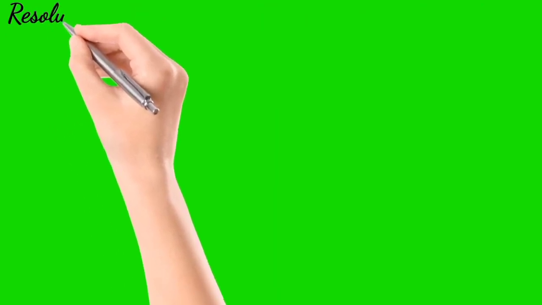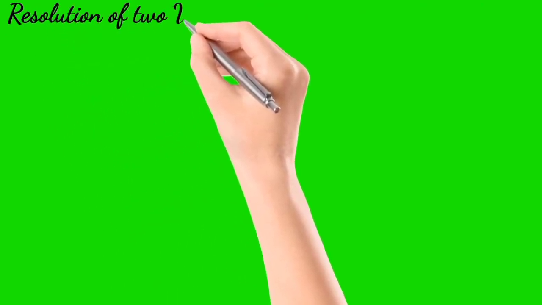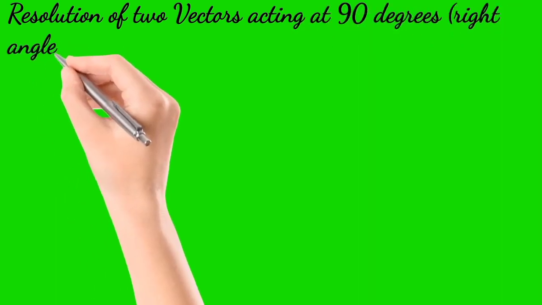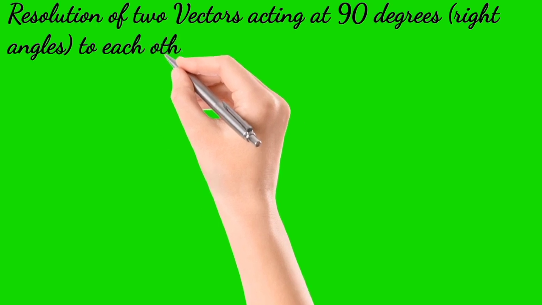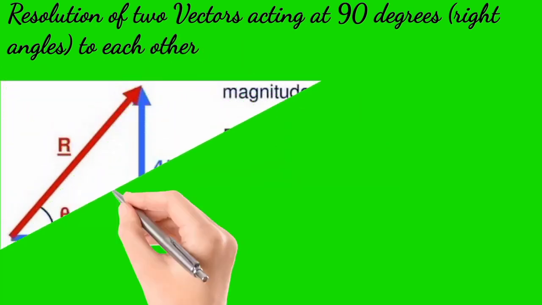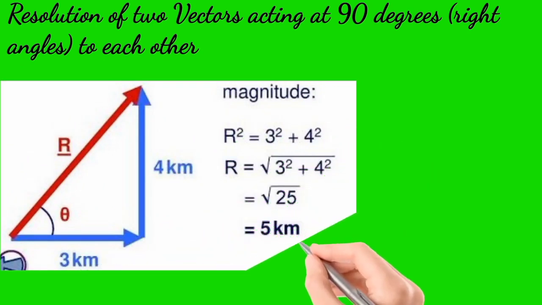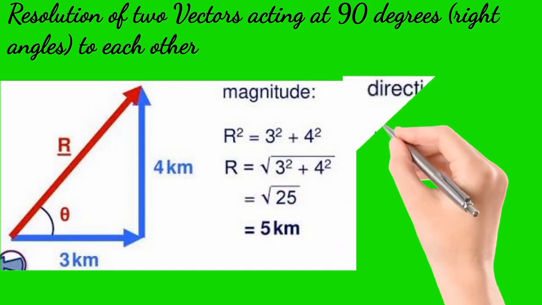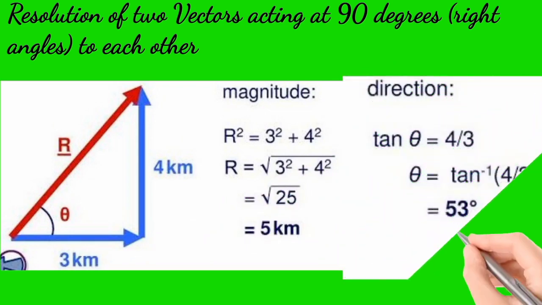So take notes. Resolution of two vectors acting at 90 degrees. By now you should become conversant with the Pythagoras theorem. When two vectors are perpendicular to each other, the angle between them is 90 degrees. Use the Pythagoras theorem to find the magnitude of the resultant vector. And how do we find the direction?